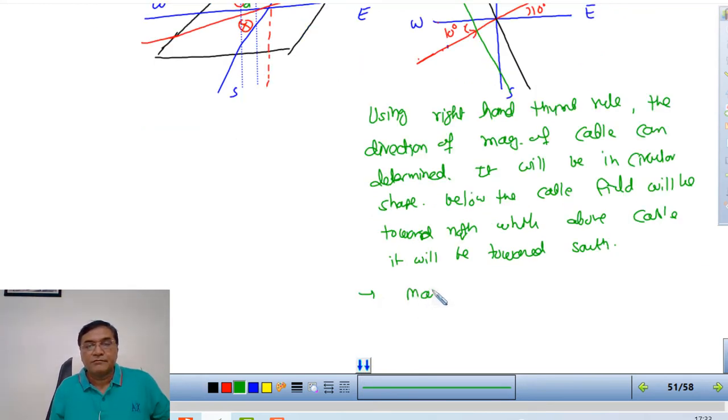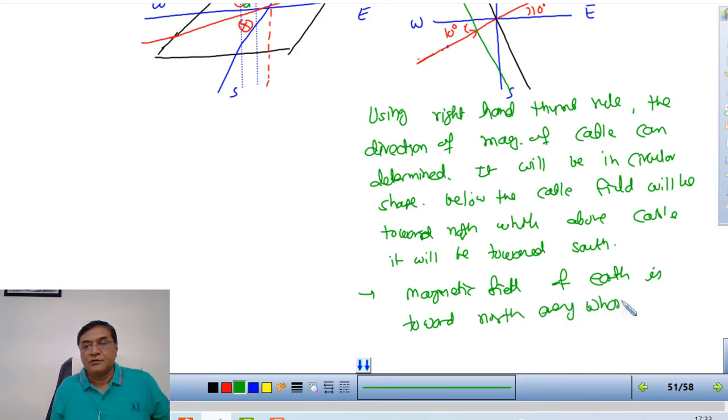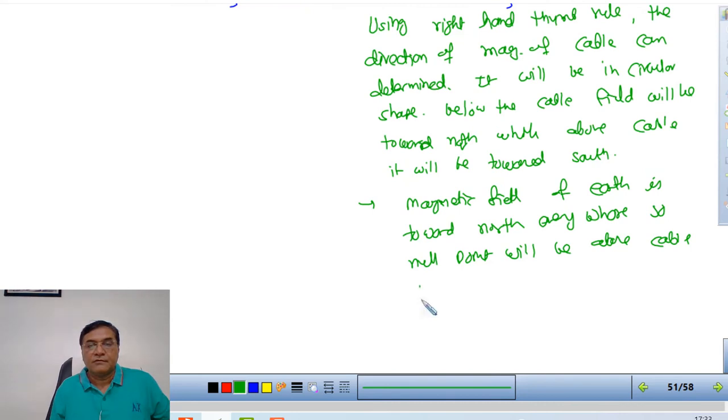The magnetic field of Earth is toward north everywhere. So the null point will be above the cable, let us say at distance d.